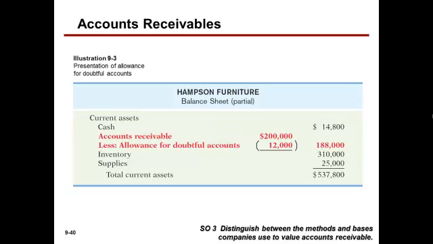How does our balance sheet look at year end? Here's our main account receivable, $200,000, reduced for our allowance for doubtful accounts, our contra asset account, $12,000, net amount $188,000 in our balance sheet.